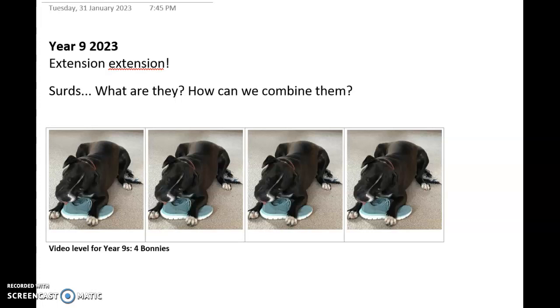Make sure you've got your maths book out, guys, and a pen so that you can work along with me. If I'm going too slowly, put me on double speed. I don't mind if it sounds really stupid.